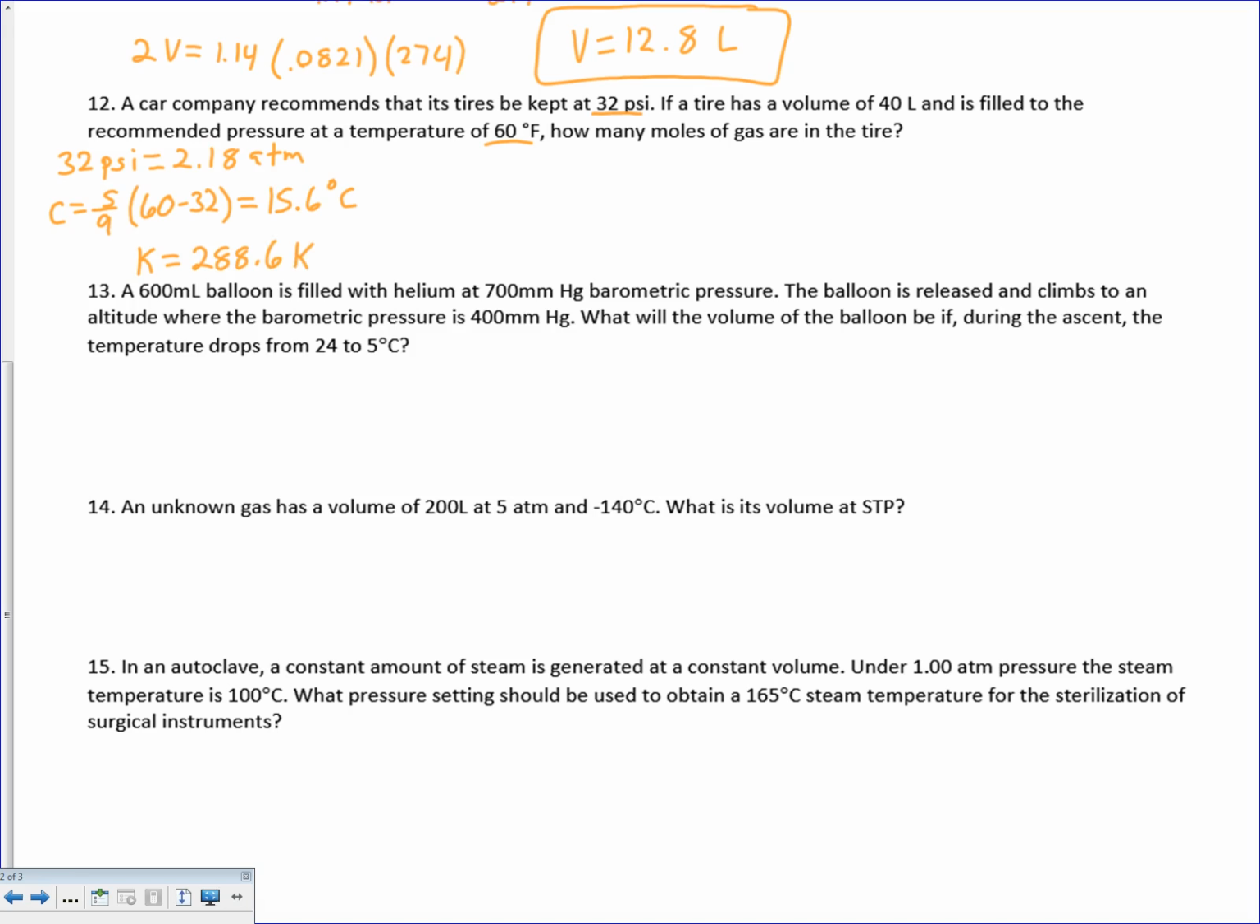All right, now we've got everything in the right units. We can plug it in. 2.18 ATM times volume. So the volume here is 40 liters. That was just given to you in the problem. Number of moles is what we're looking for. 0.0821 is R. The temperature is 288.6. All right, solve for n. You get n equals 3.68 moles.